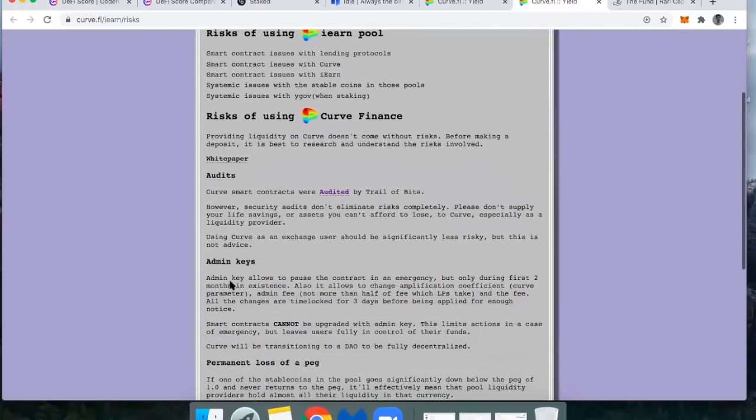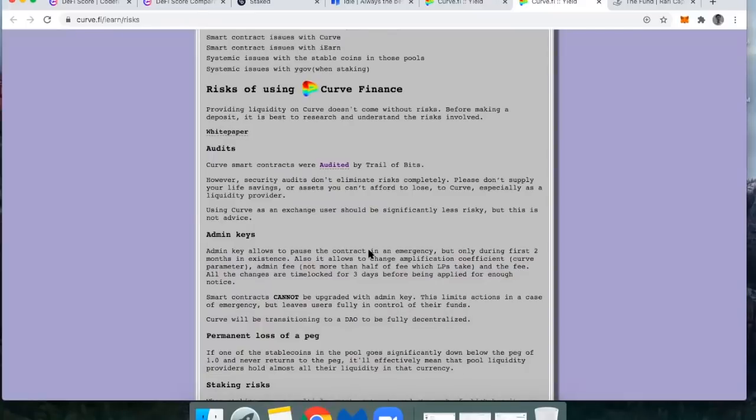All right, here we go. An admin key allows us to pause the contract in an emergency, but only during the first 2 months in existence. Also, it allows to change amplification coefficient, curve parameter, admin fee, not more than half of the fee which LPs take, and the fee. All of the changes are time locked for 3 days and being applied for enough notice. Smart contracts cannot be upgraded with an admin key. This limits actions in case of emergency, but leaves users fully in control of their funds. Curve will be transitioning to a DAO to be fully decentralized.